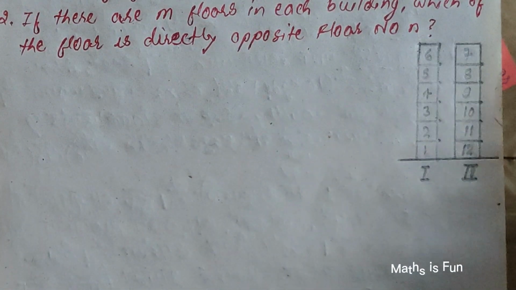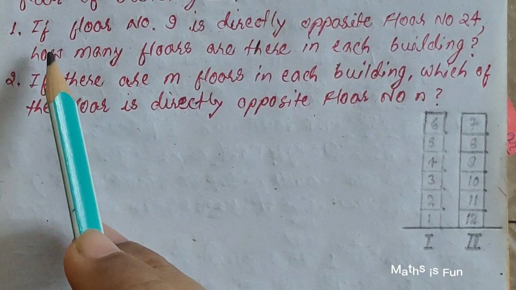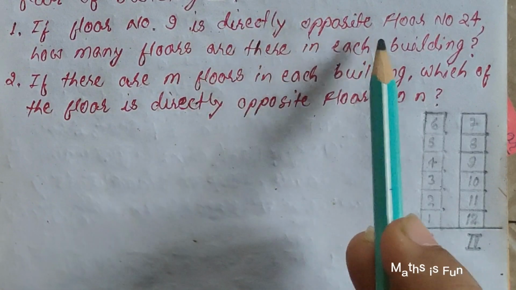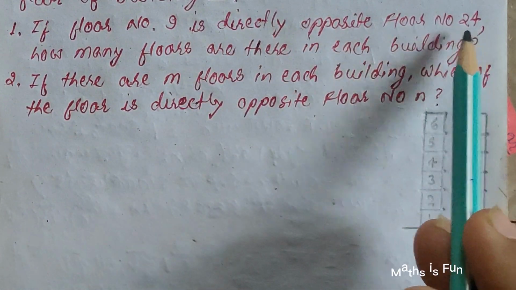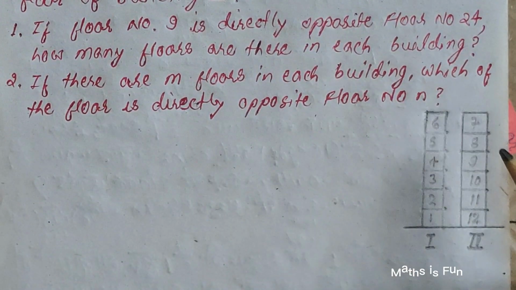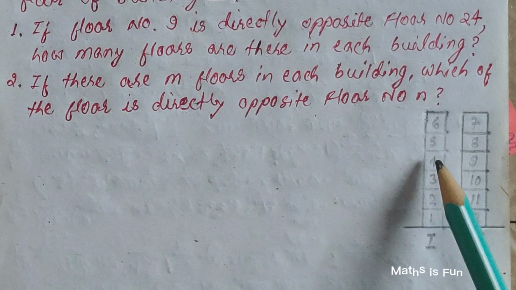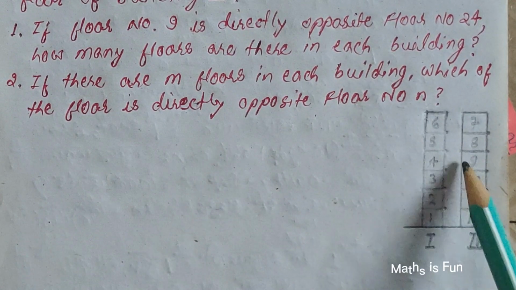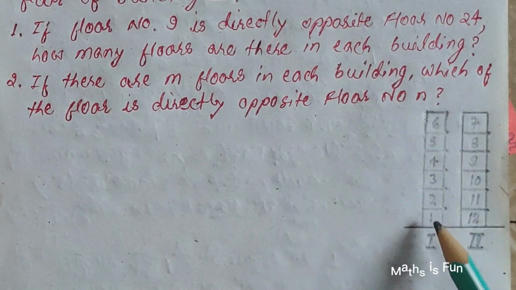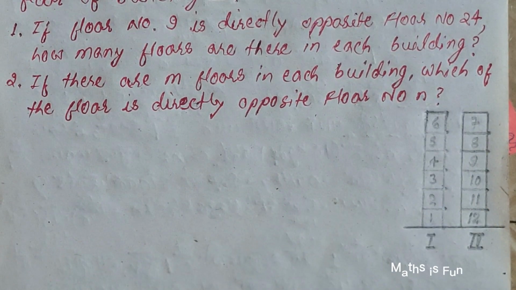So now let's move to question number 1. It says that if floor number 9 is directly opposite to floor number 24, then how many floors are there in each building? To understand this, let's move to our sample and remold the question. That is, if floor number 4 is directly opposite to floor number 9, then how many floors are there in each building? This question can be solved in two ways.